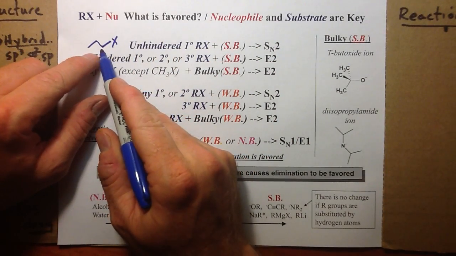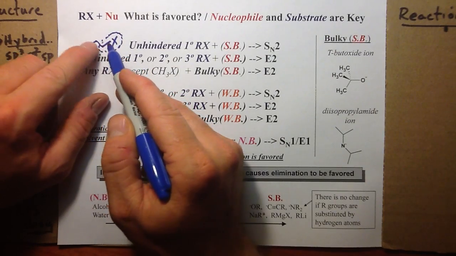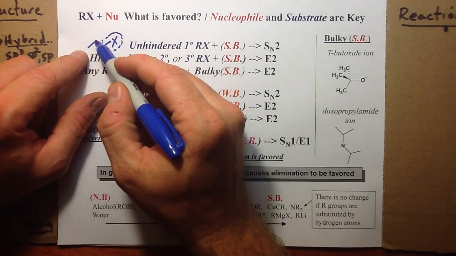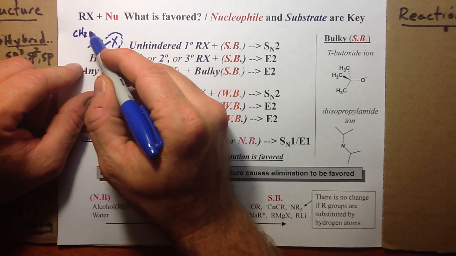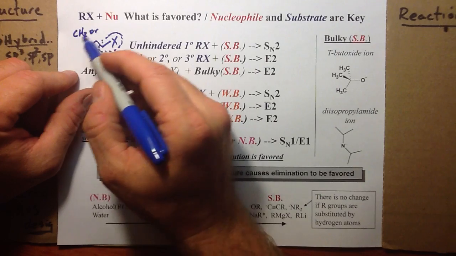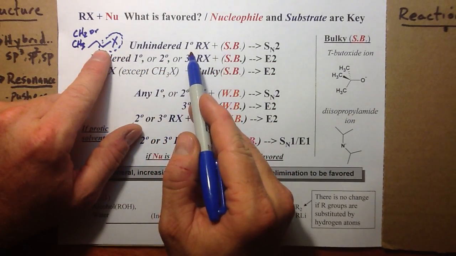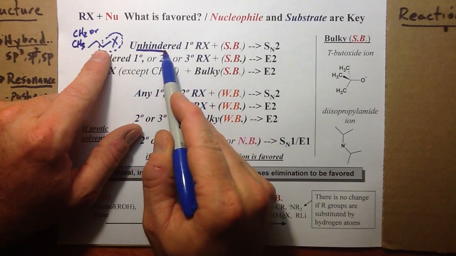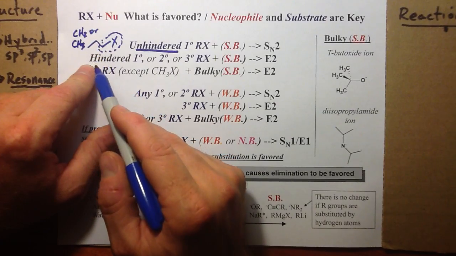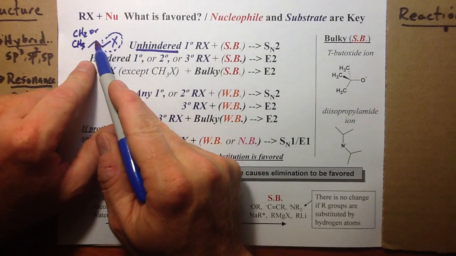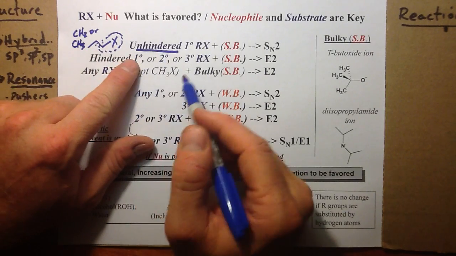If it's a primary RX, because we only cut through one carbon-carbon bond, and this carbon at the beta position is either a CH2 or CH3, then that primary RX is unhindered, meaning there's nothing big hanging off of this beta position. It's just a CH2 like it is here, or it just ends there at a CH3. That's an unhindered primary RX.